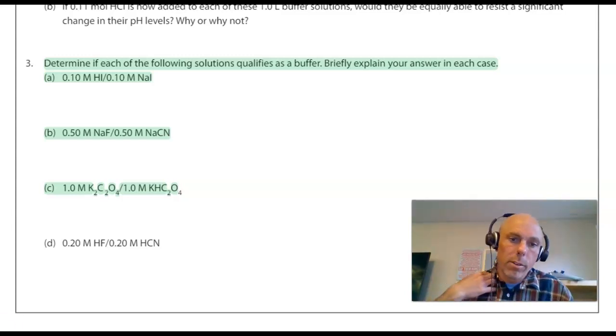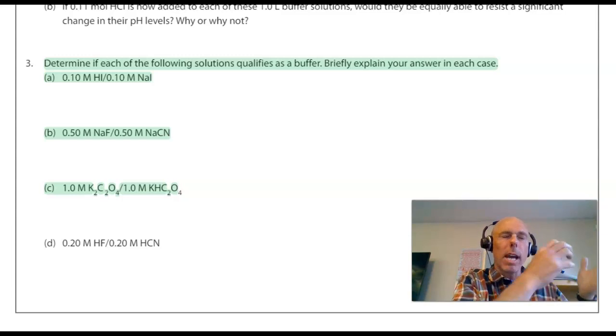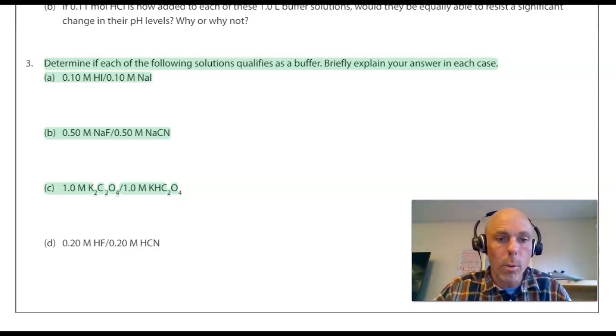All right, I'm going to do this one verbally. The answer to A is no, that isn't a good buffer system. Hydroiodic acid is a strong acid. So this is a strong acid, and its conjugate base, but it's got to be a weak acid, and that weak acid's conjugate base. So A won't work.